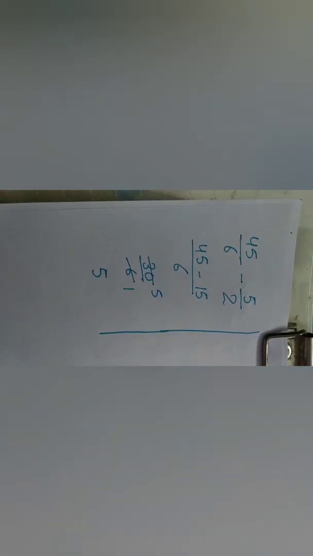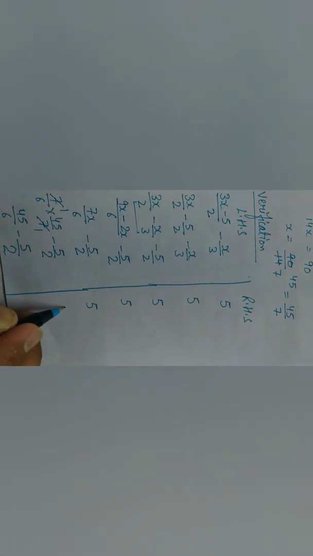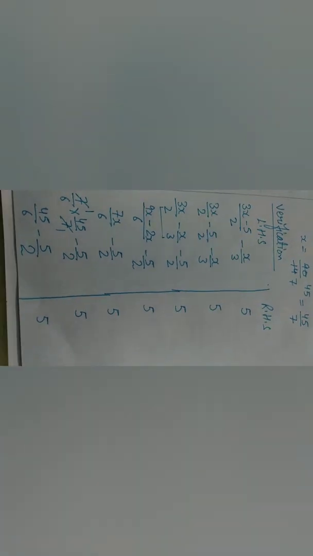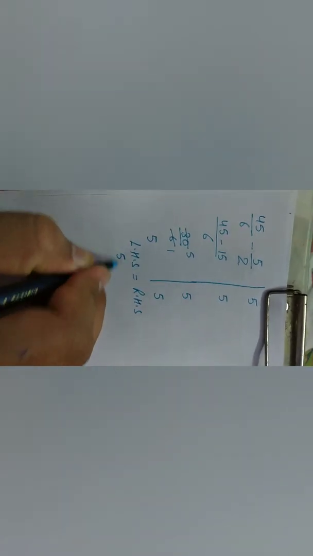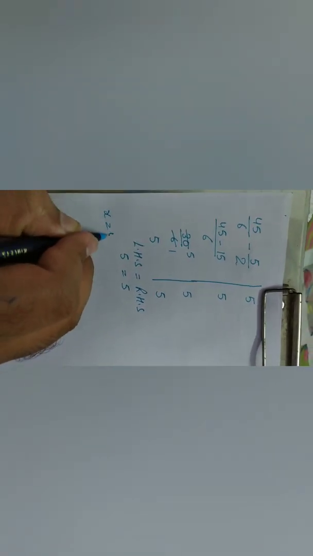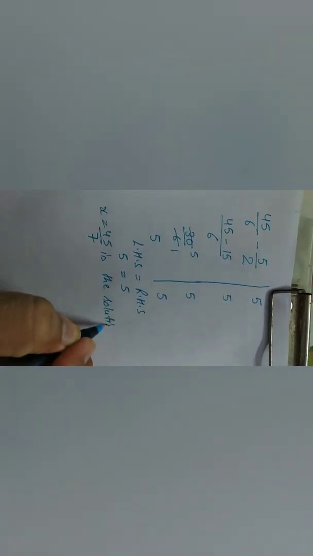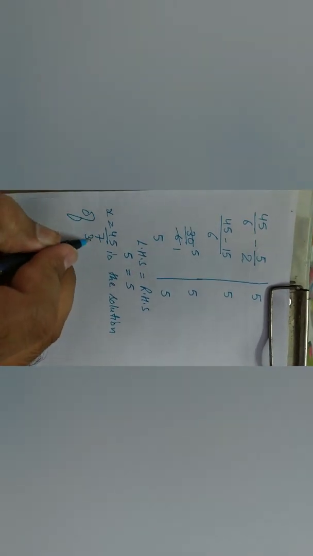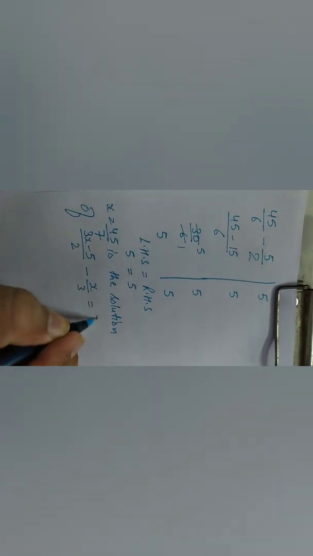In RHS you are having 5. Here the LHS is equivalent to the RHS. Right? 5 is equivalent to 5. So x is equal to 45 upon 7 is the solution of 3x minus 5 upon 2 minus x upon 3 equivalent to 5. Yes, I hope it is clear to all of you.